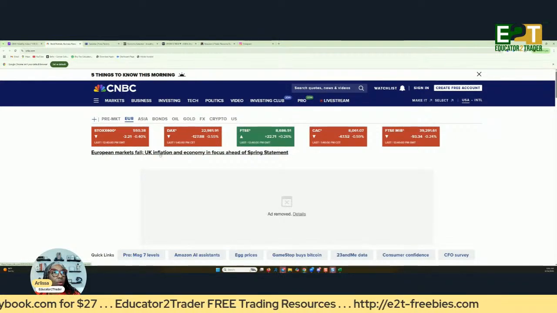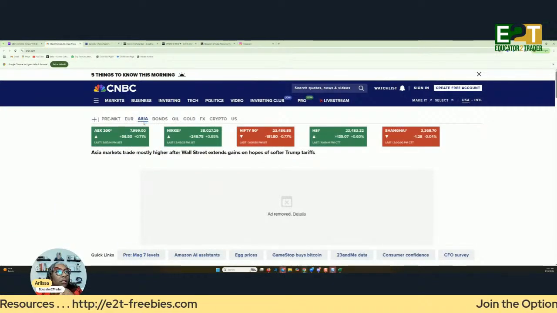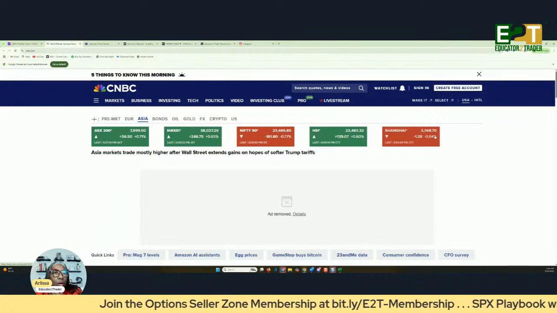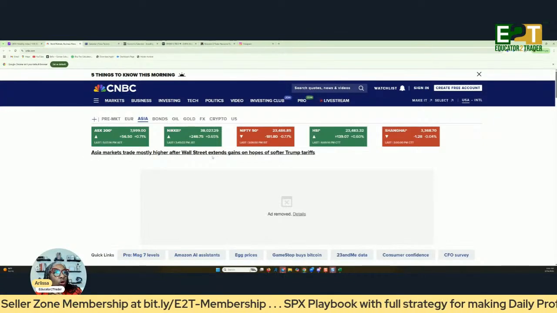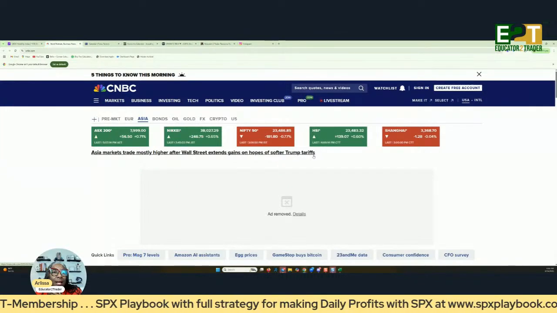European markets fall. UK inflation and economy in focus ahead of spring statement. Asia, ASX, Nikkei, Hang Seng are all green. Nifty 50 and Shanghai are both red. Well, the Shanghai is barely red, down 0.04%. Asia markets trade mostly higher after Wall Street extends gains on hopes of softer Trump tariffs.